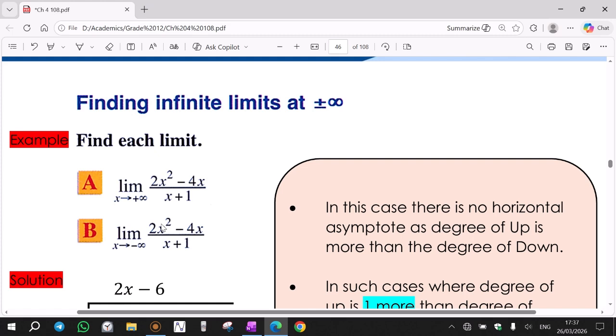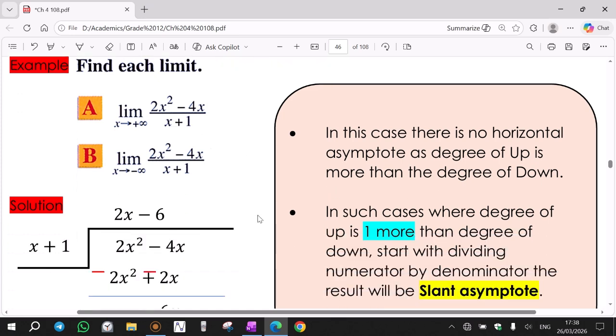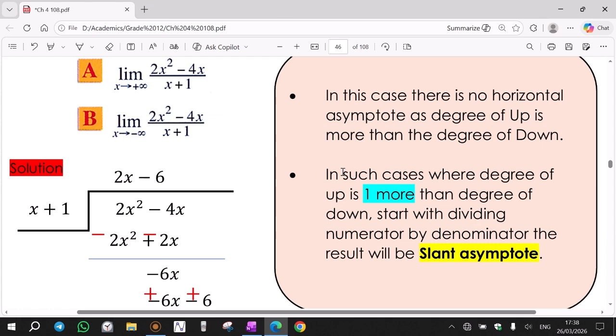Slant asymptote happens if degree of up is 1 more than degree of down. Power of x in the numerator is 2, power of x in the denominator is 1. That means degree of up is 1 more than degree of down. This is the case where slant asymptote happens. So in such cases, start with dividing the numerator by the denominator. Result will be slant asymptote.